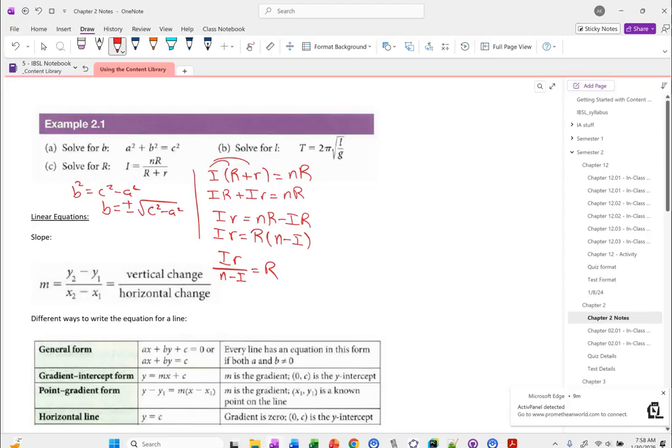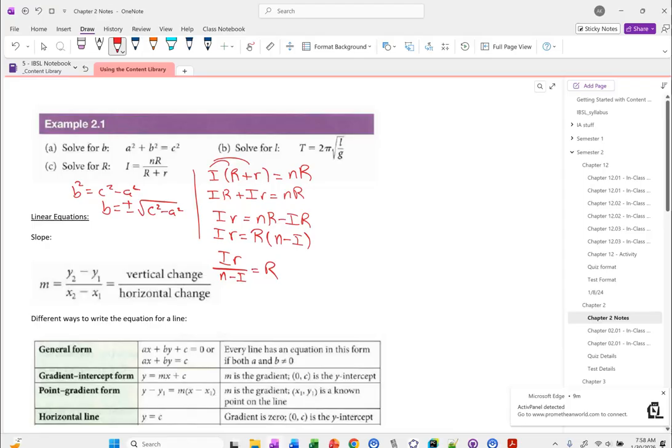Okay, you should be able to rearrange formulas using algebra. Next thing we're going to talk about is linear equations. What's the defining characteristic of a linear equation? It's slope. How do you find slope?